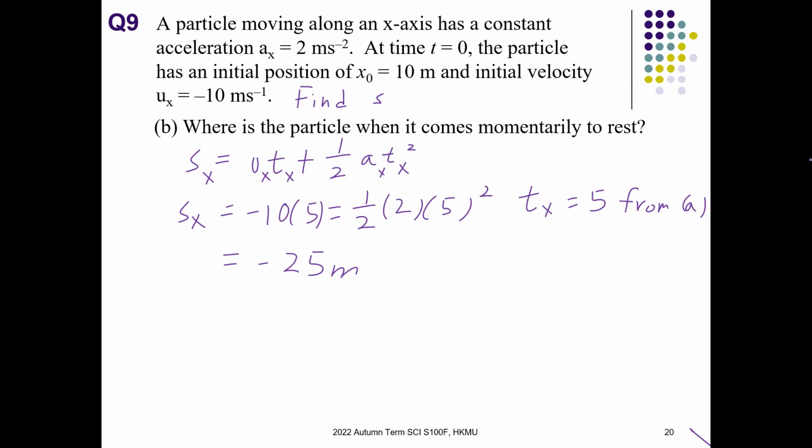Bear in mind that we have not yet obtained the final answer. This is the displacement of the movement of the particle from the initial position. Therefore, we need to take care about the initial position, which is the reference point.